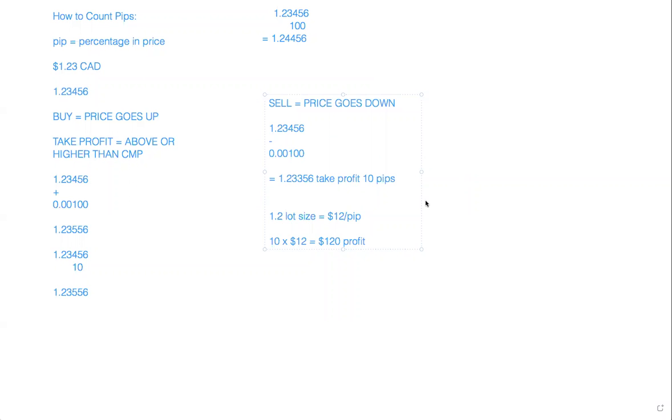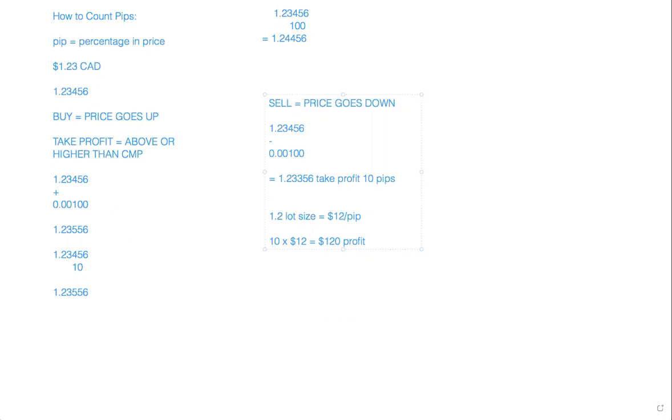Hey, sorry everyone. I just had to go put on a show for my little guy. Okay, so again, in those examples, if you had earned 10 pips, you would have made $120, or if you would have lost 10 pips, then you would have lost $120.